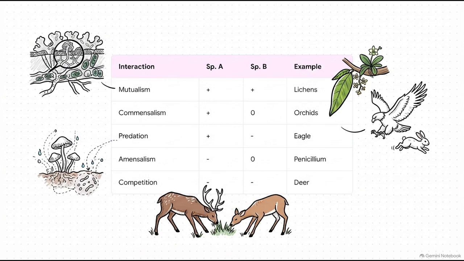Predation is your classic plus-minus. The eagle gets a meal and the rabbit, well, does it. Amensalism is fascinating, though. One is harmed while the other is unaffected, like a fungus secreting chemicals that just happen to wipe out nearby bacteria. And finally, competition, where fighting for the exact same limited resources actually puts a strain on both species involved.